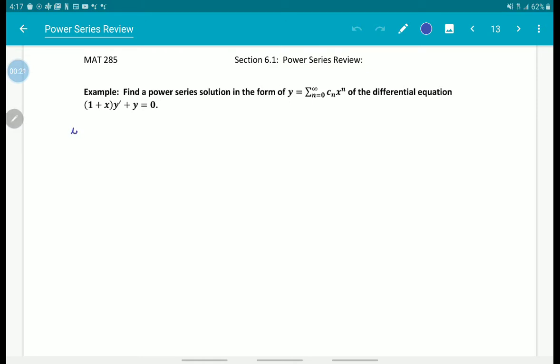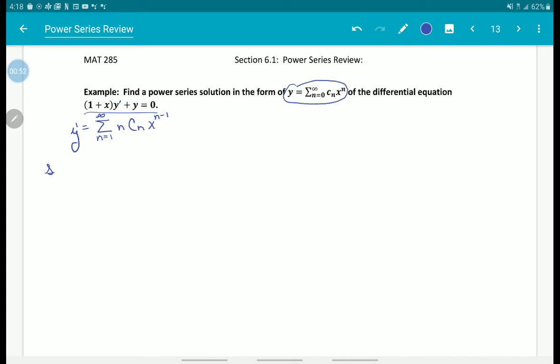So if we were to find the derivative of this guy, since that's what we're going to have to plug into that differential equation, we know we're going to lose that first term when we take the derivative. So that moves that index to 1. And the derivative would be n times c sub n x to the n minus 1. We would bring that exponent down. We would subtract 1 from the exponent.